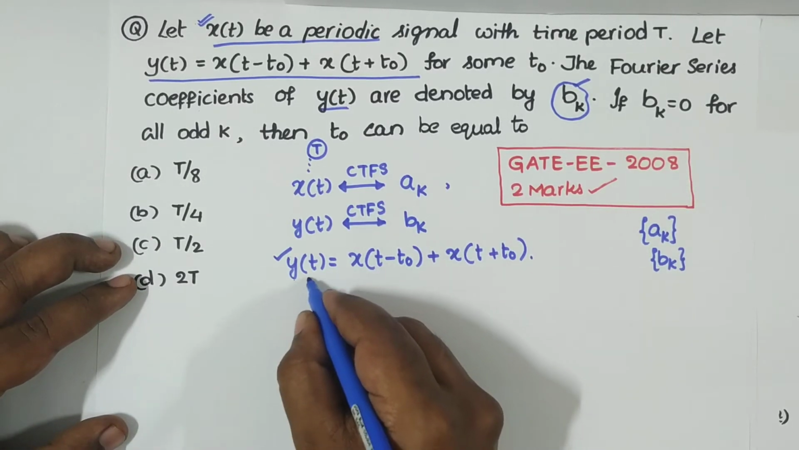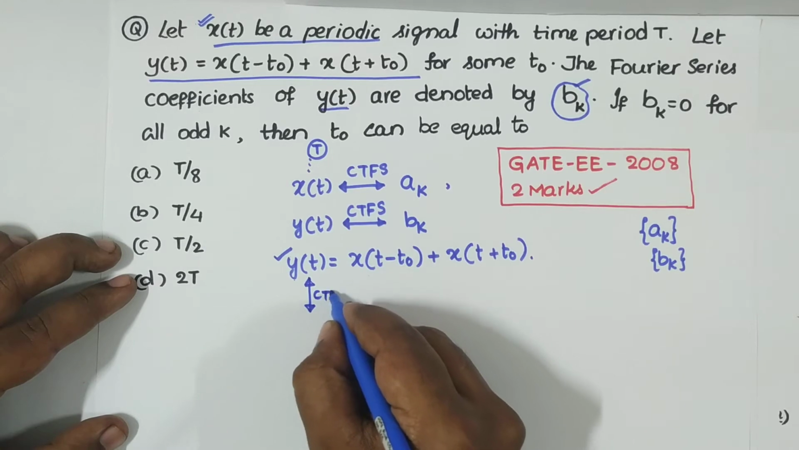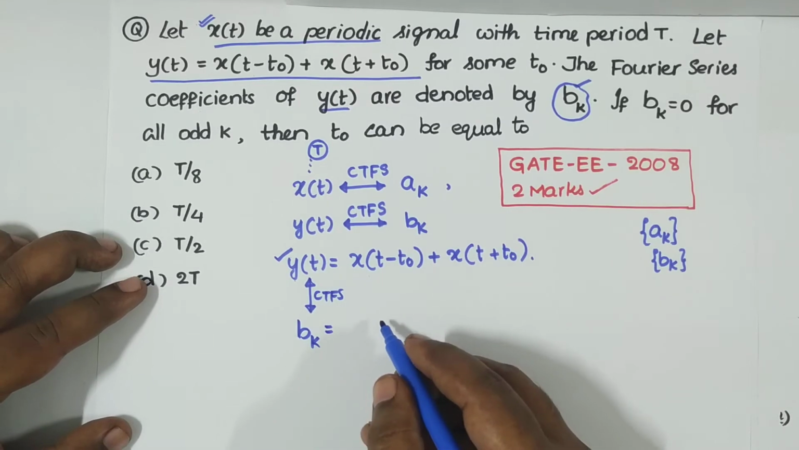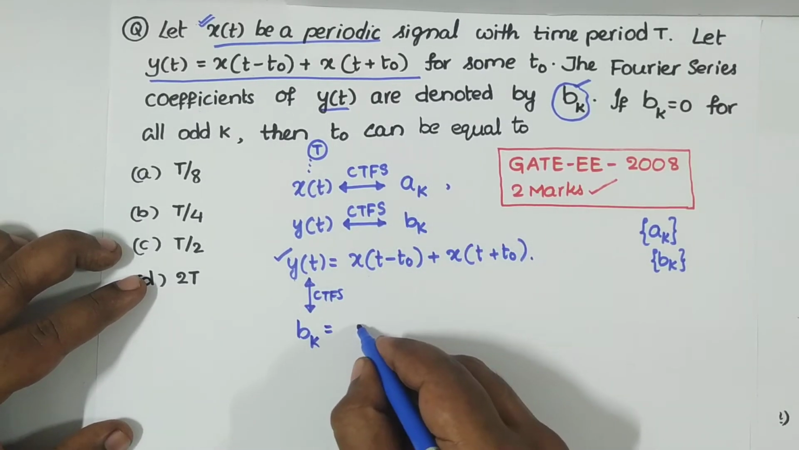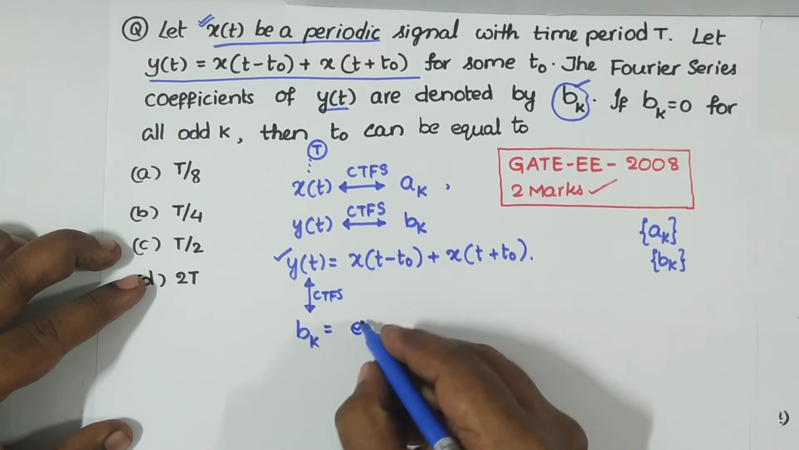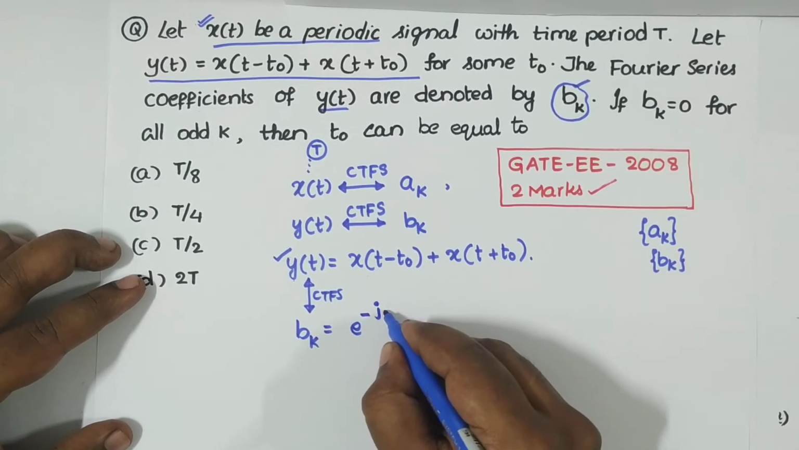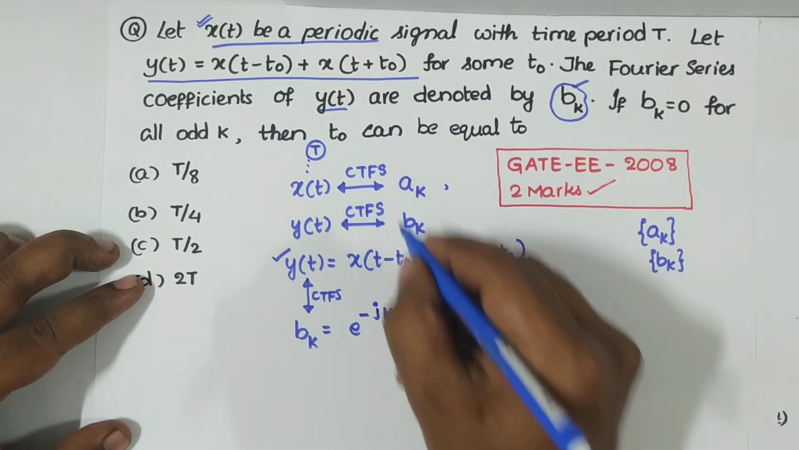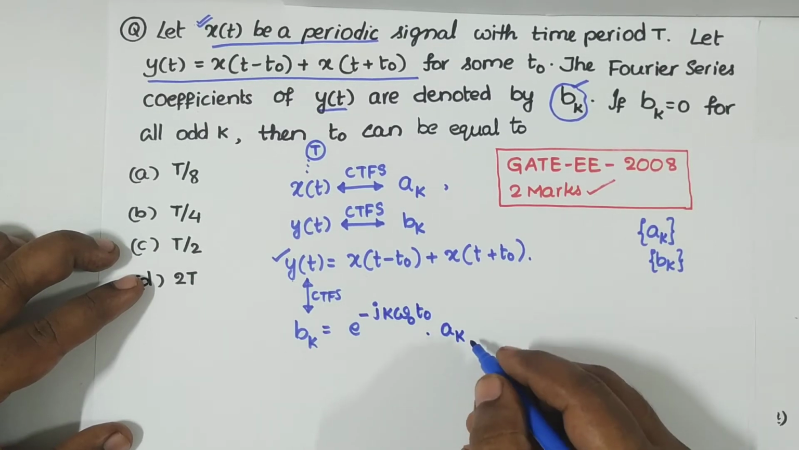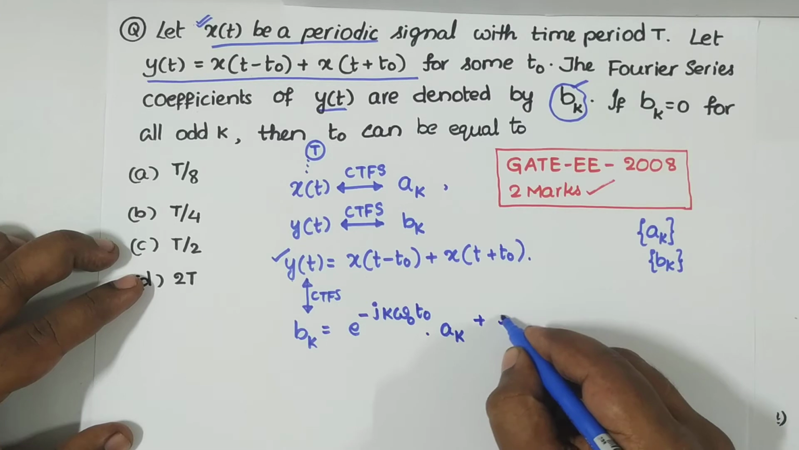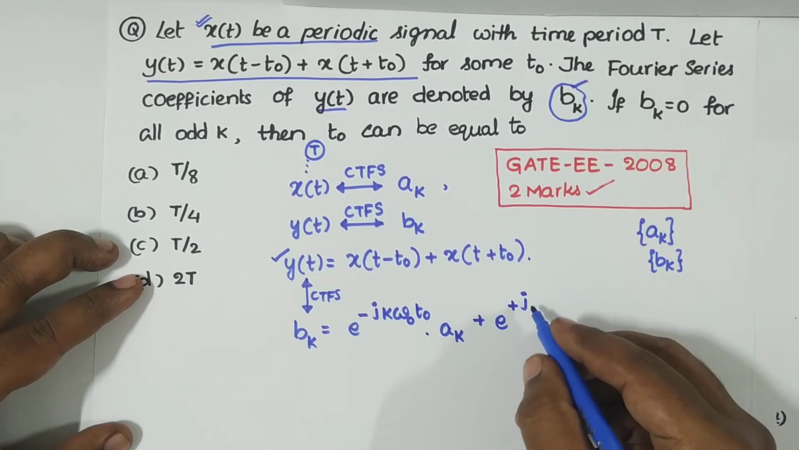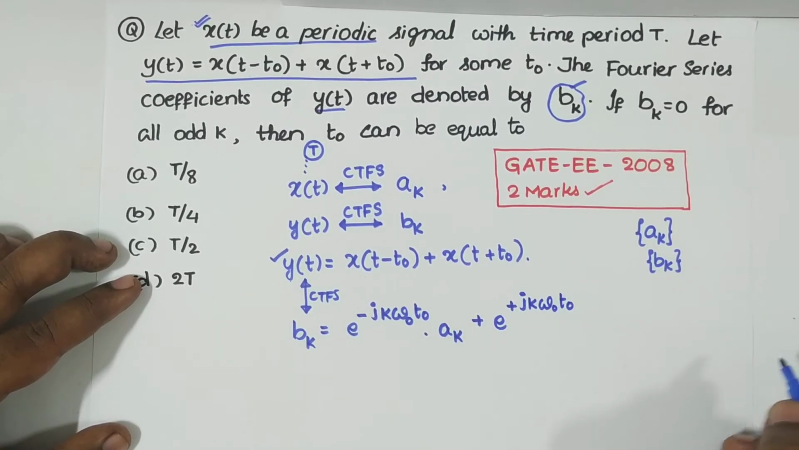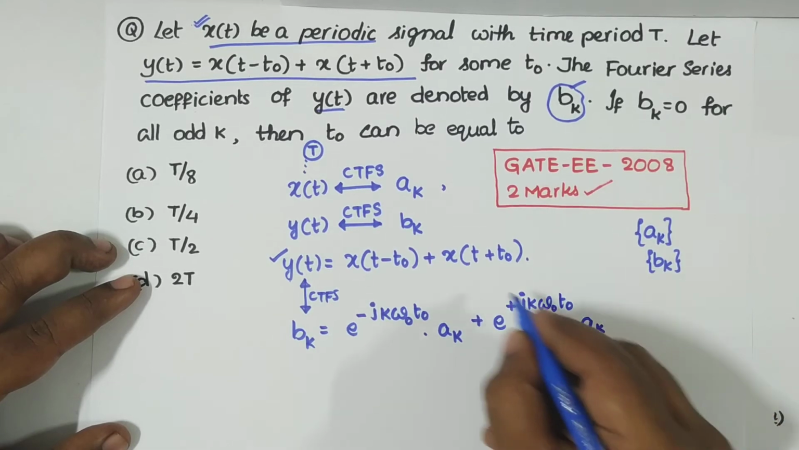So now, if I try to take its Fourier series coefficients, CTFS, for y of t we have b sub k, and for x of t minus t naught, if x of t is a k, now see, shifting in one domain is multiplication by e power minus j k omega naught t naught multiplied by the Fourier coefficient. This is a k. And similarly here, what do you have? E power positive, I'm just applying properties, there is no big deal here. I have positive t naught, so positive t naught here multiplied by again a k.